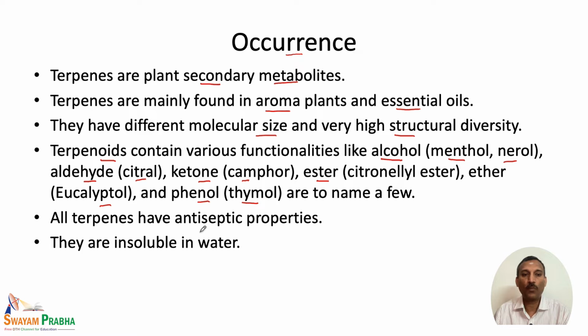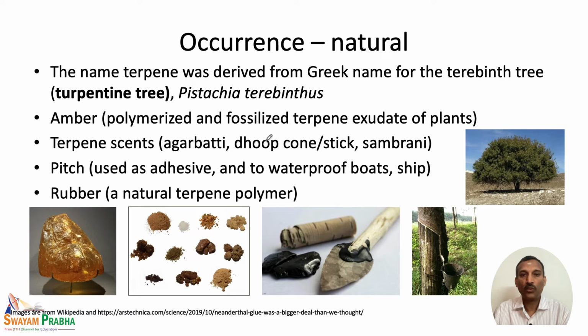And most of the terpenes have antiseptic properties, and they are insoluble in water. So let us look at some of the natural occurrences of terpenes. The Greek name for terpene was actually derived from the terebinth tree or the turpentine tree. So this is the tree that is shown. From this tree the turpentine was first isolated. From the turpentine, terpenes were found later on, and that is the reason the name for these kinds of compounds was given based on the Greek name of this particular tree, that is the terebinth tree.